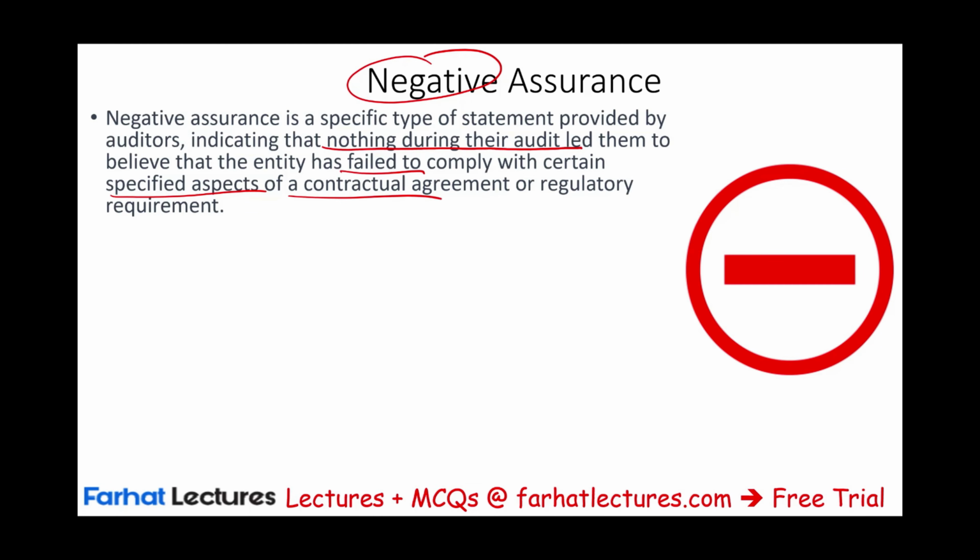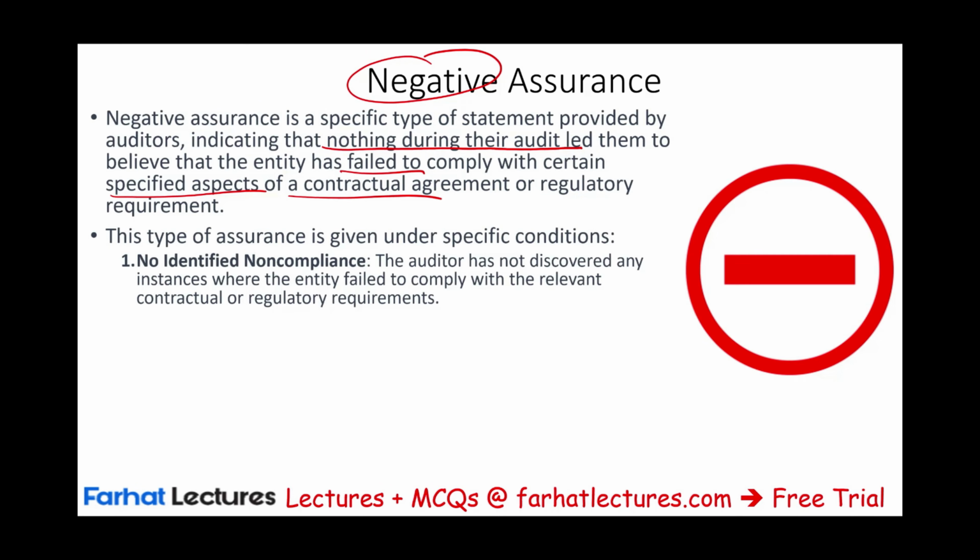We didn't find any. Now, when do you give this assurance, negative assurance? When is it applicable? Well, you did not identify non-compliance. Negative assurance by its definition is, I didn't find any. So when can you give it? When you don't find any. The auditor has not discovered any instances where the entity failed to comply with the relevant contractual or regulatory requirement.